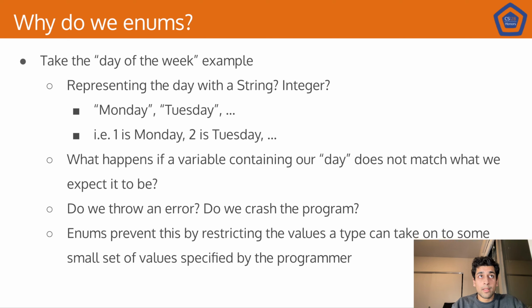So enums prevent this by restricting the values a type can take on to a small set of values that you, the programmer, specify. So if you want your day of the week and you make a custom type that's day of the week, that's an enum, it can only be 7 values, Monday, Tuesday, and so on and so forth. There's no sort of edge case where you're passed in a -1 or you're passed in a string that's lowercase. It is quite literally just the 7 days of the week.